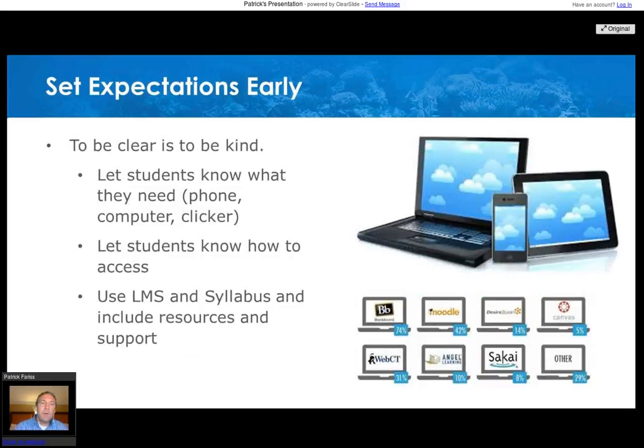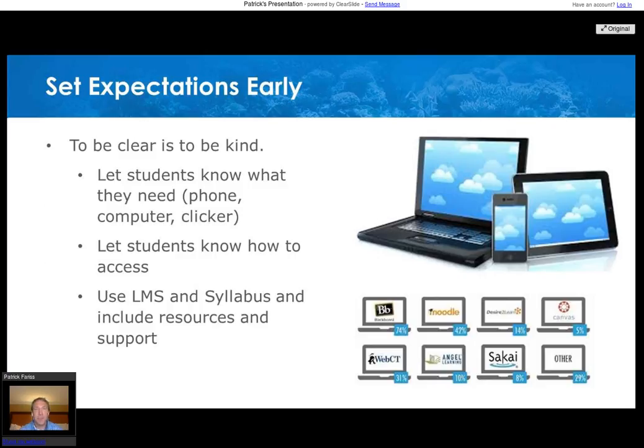Second, we want to set expectations early. I like the quote, "To be clear is to be kind." So if students know what to expect, there are no surprises. I've got a 7-year-old daughter and a 4-year-old daughter, and it's very important for me to set those expectations and to communicate to them, to let them know how things are going to be so that they're not surprised.